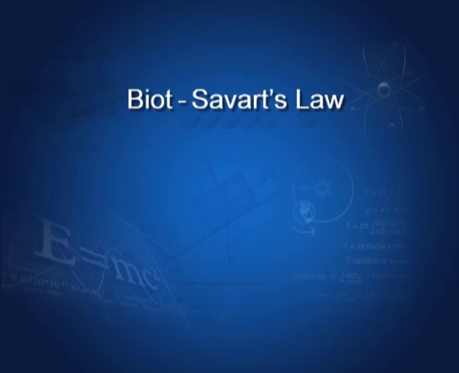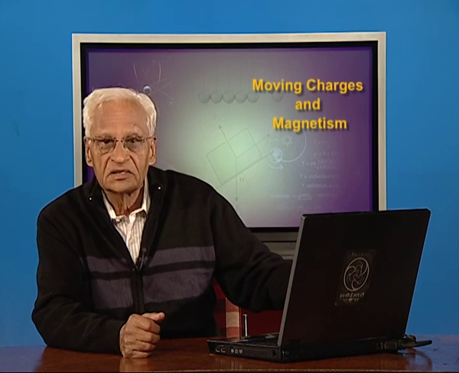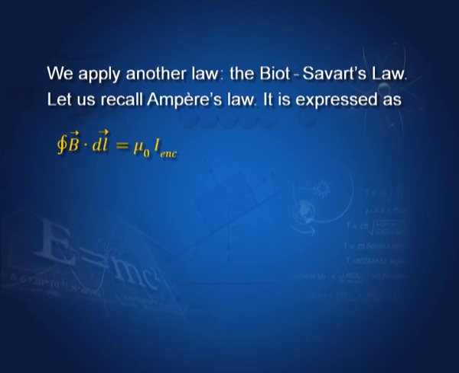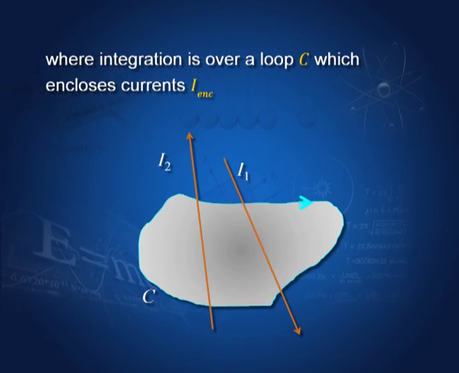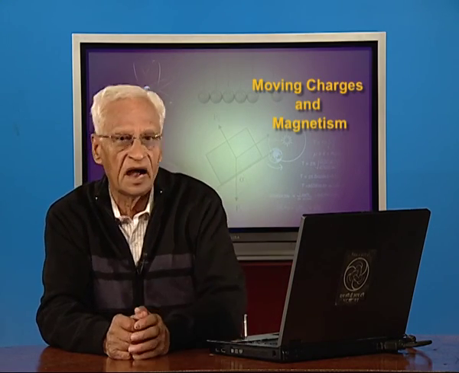And before we begin with Biot-Savart's law, let us recall Ampere's law. Ampere's law, as you have seen in the last lecture, is the line integral of B dot dl is equal to mu 0 times the enclosed currents within the surface spanned by this loop C. Very quickly, let us apply this Ampere's law just to fix ideas.